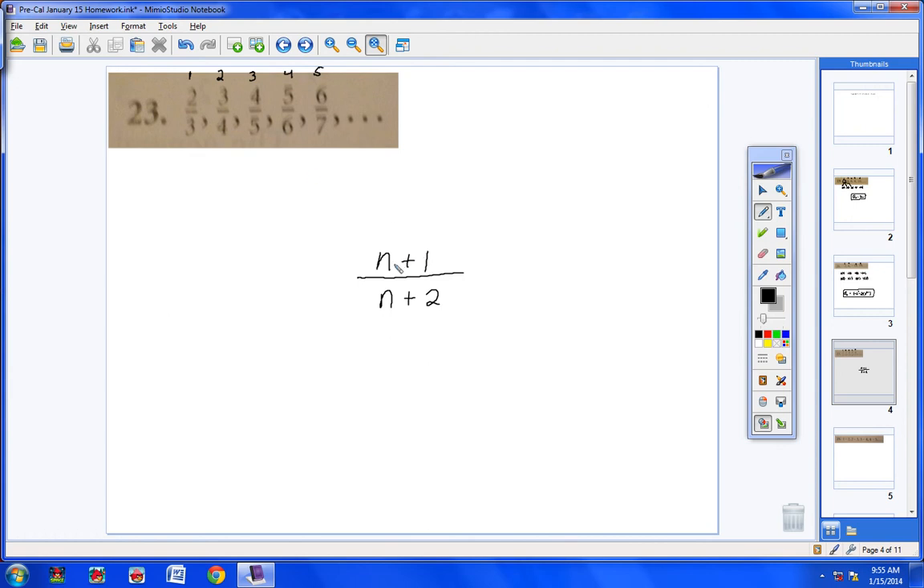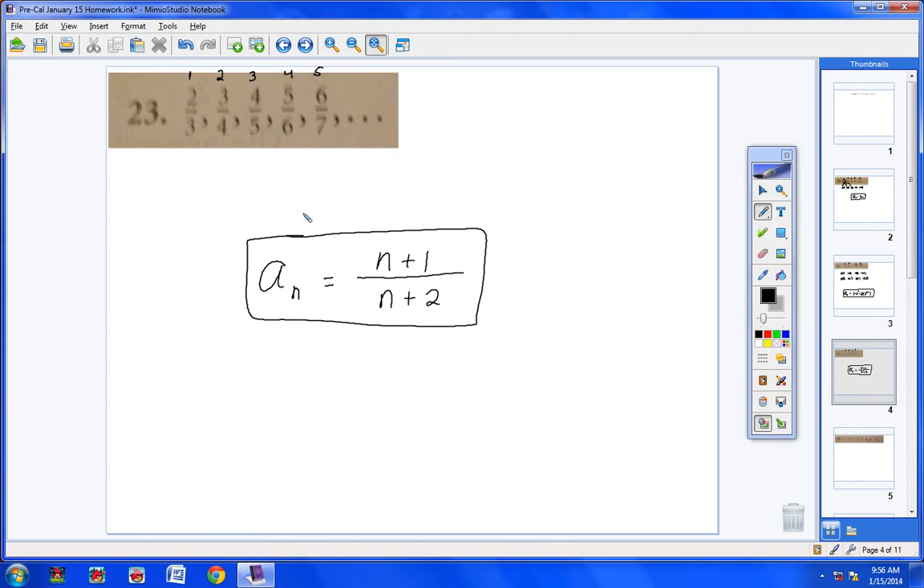Put a 1 in for n. You would get 2 over 3. Put a 2 in for n. You would get 3/4. Put a 3 in for n. You would get 4/5. Put a 4 in for n. You would get 5/6. So this is your answer. I think it looked a lot harder than it actually was, or in other words, the bark was worse than the bite, but that's all you have to do on that one, okay? So pretty simple.